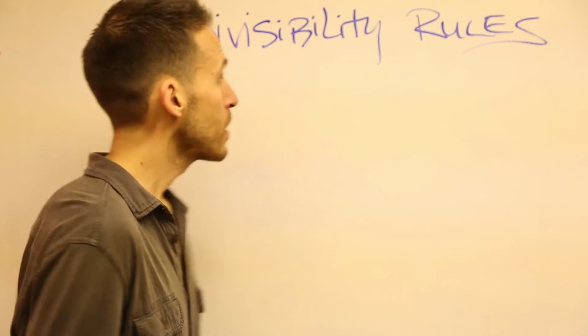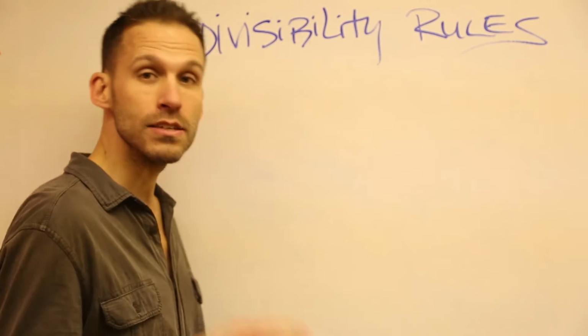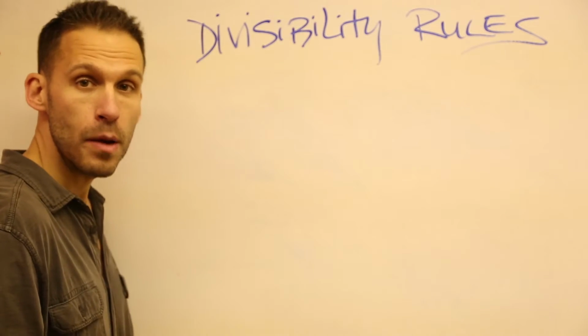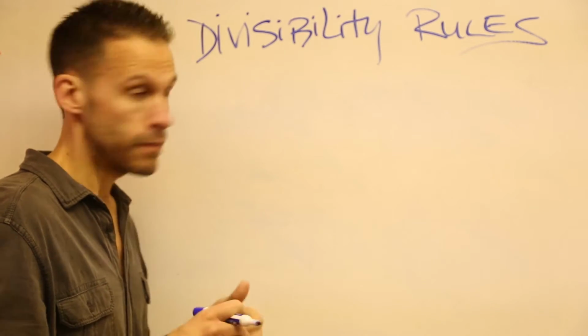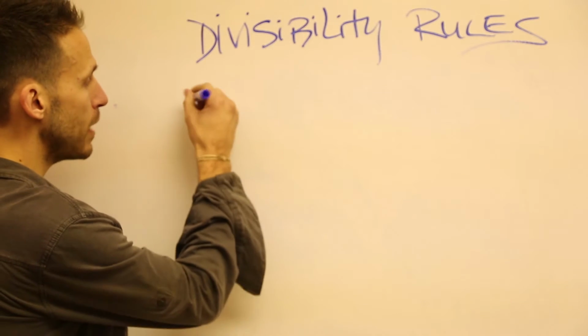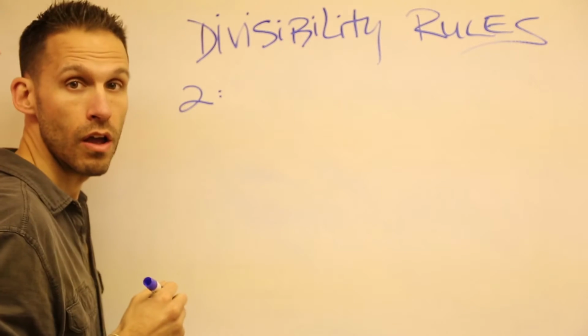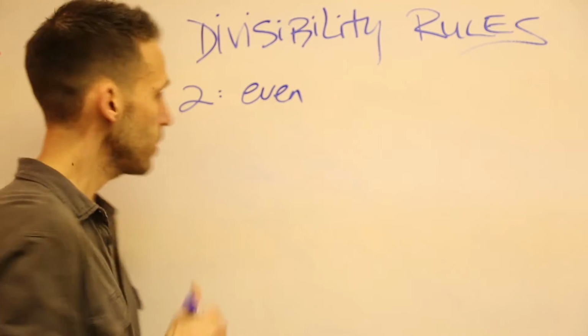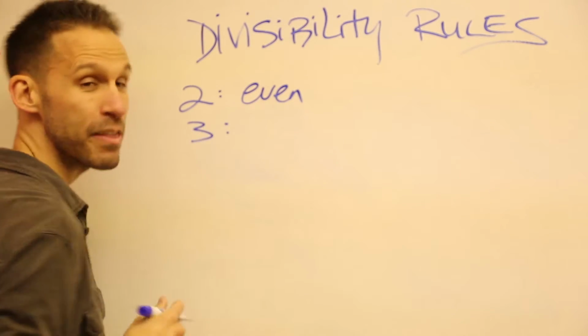And they're very simple, but I feel like we should run through these really quickly so you know and you can share it with your kids as well. Check it out. How do I know if a number is divisible by certain other numbers? For example, how do I know a number is divisible by 2? Well, that's easy. If the number is an even number, it's divisible by 2.